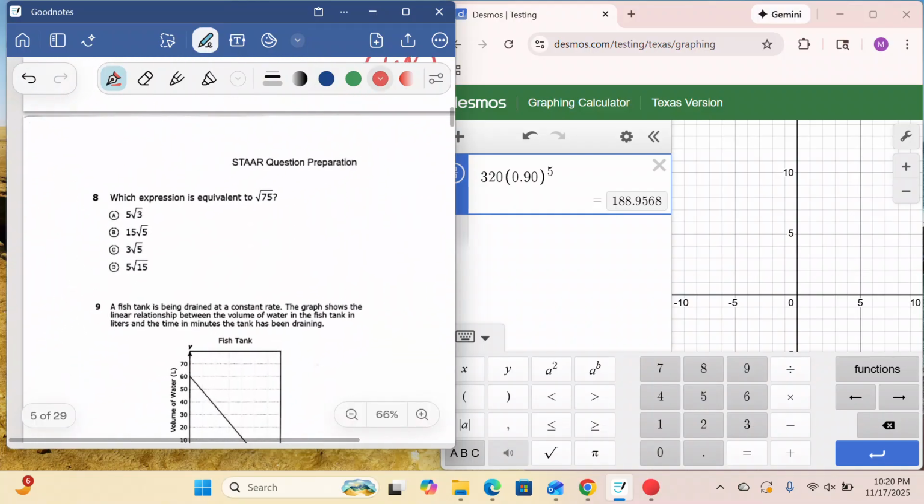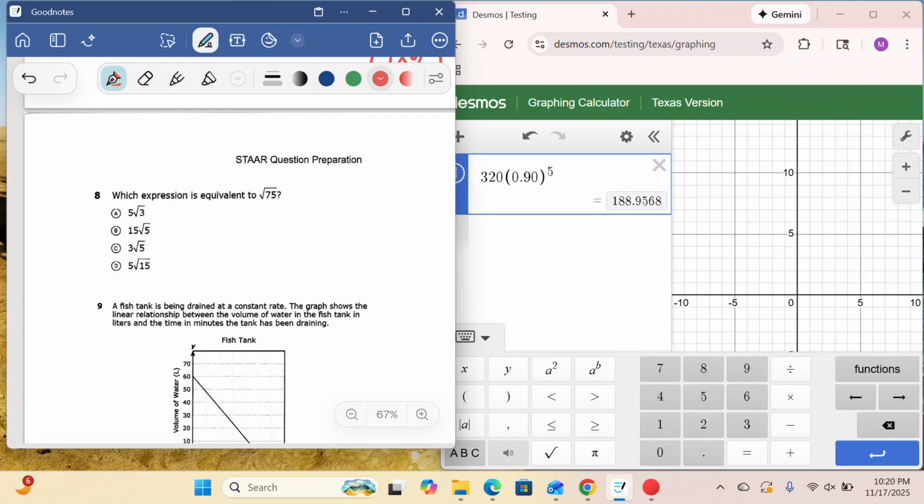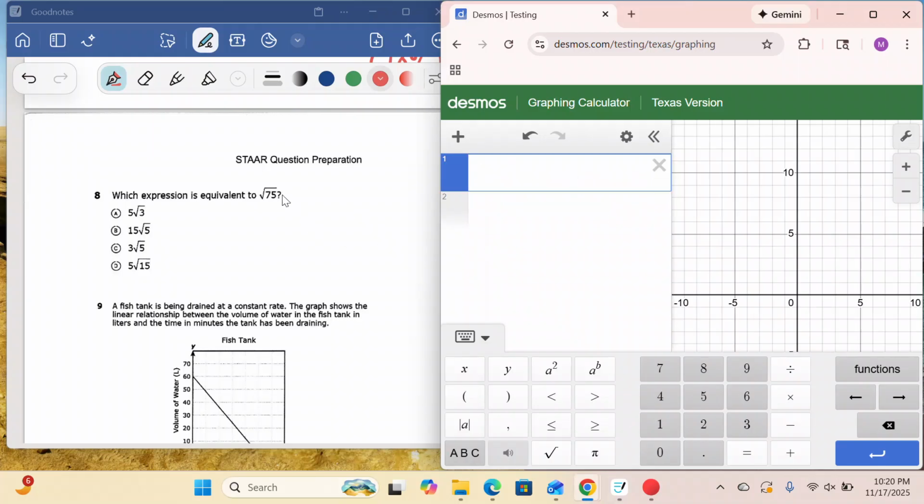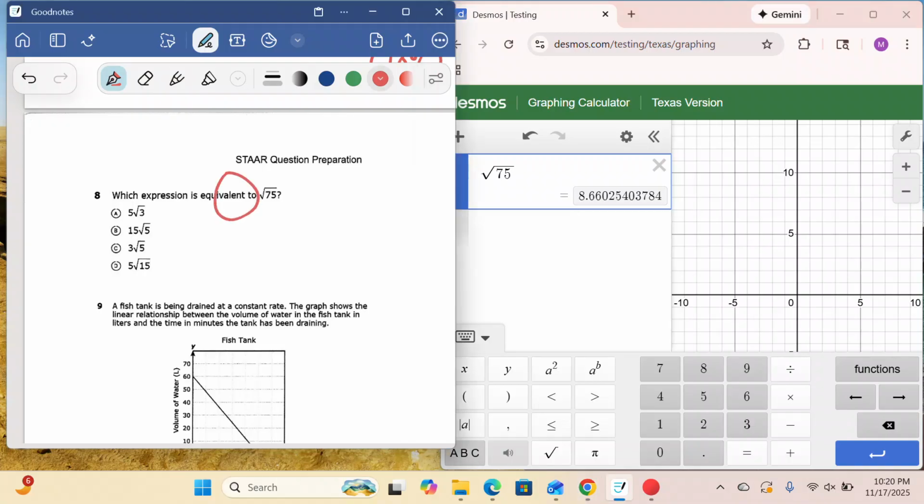Okay, if we look at number 8, which expression is equivalent to square root of 75, and we're given A, B, C, and D. So this is one of our simple ones that I would recommend you do on Desmos. So the first step, I'm going to input square root of 75. And that gives me 8.66025.